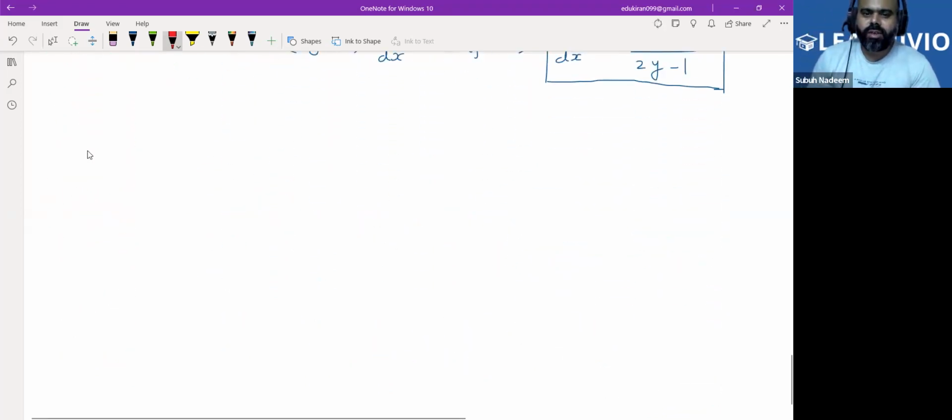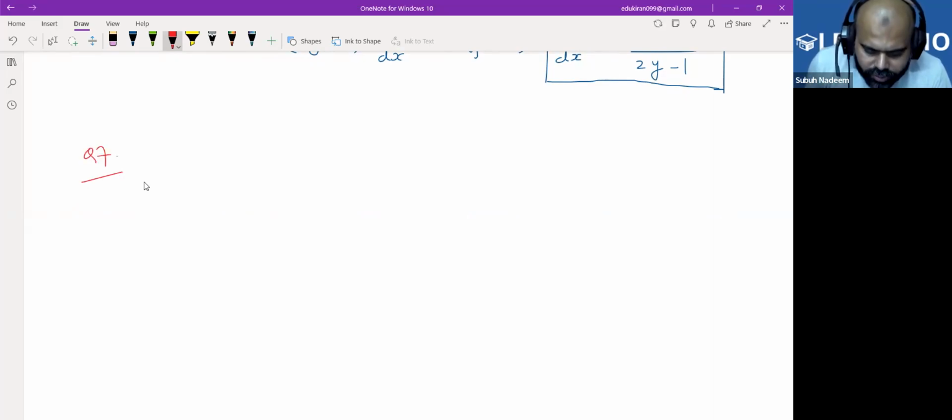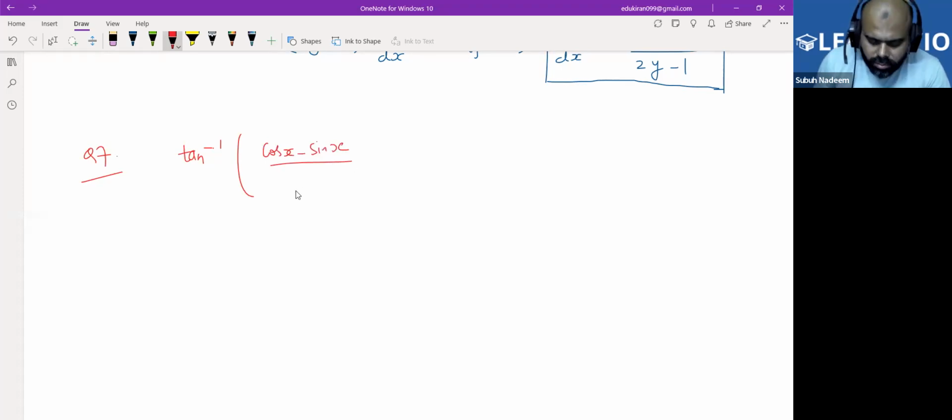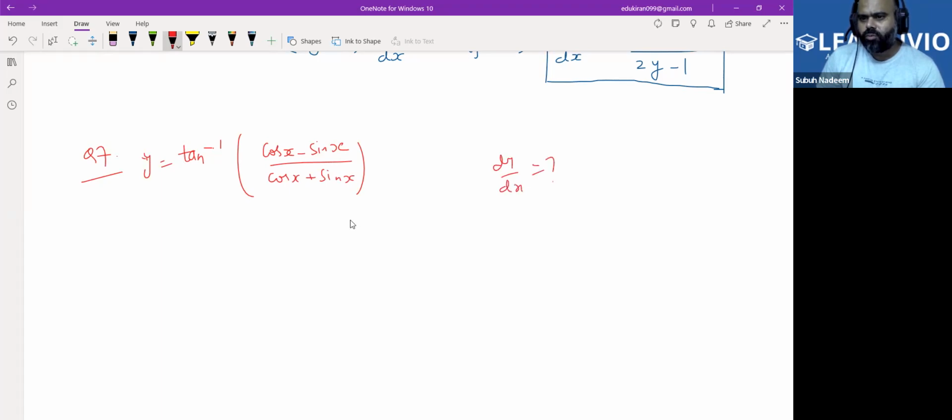So the next question we are taking, this has also been asked recently. We have to find the derivative of tan inverse of (cos x minus sin x) upon (cos x plus sin x) with respect to x. If nothing is written, then that means you have to find it with respect to x. So apply some trigonometric formula before that, otherwise it will be very lengthy.